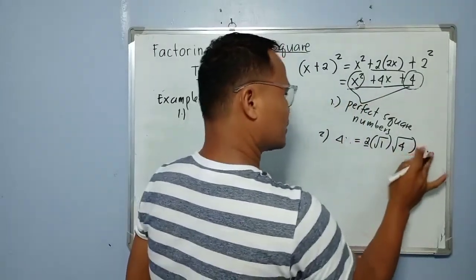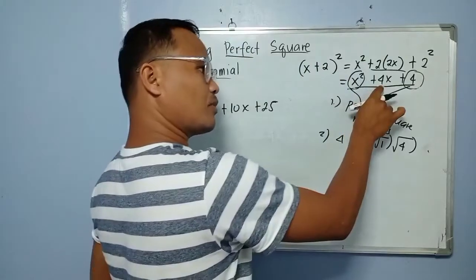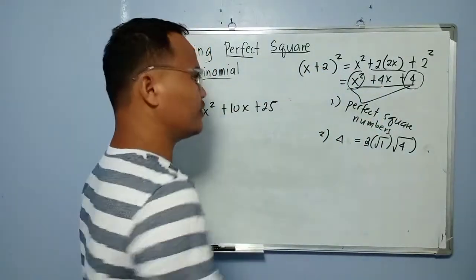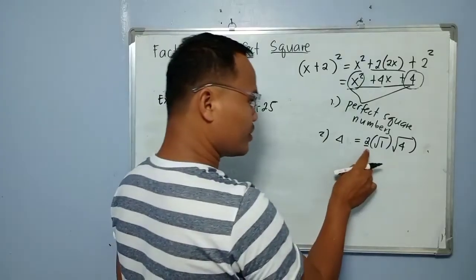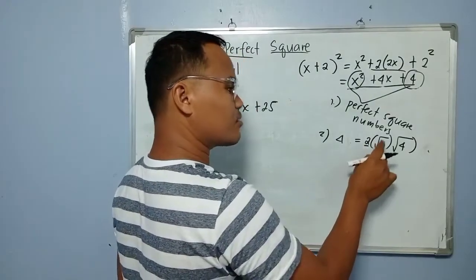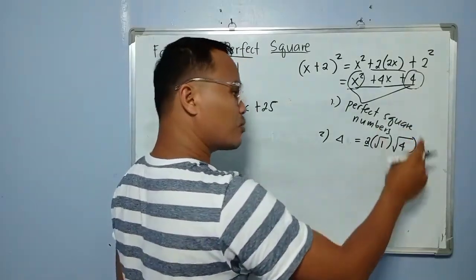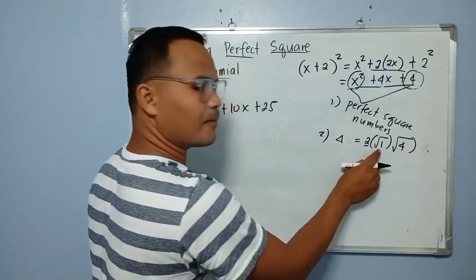Let us forget x. Okay. Let us now focus on the coefficient of x. That is 4. Now, 4 could be expressed as 2 times the square root of 1 times the square root of 4. Where is 1 coming from?